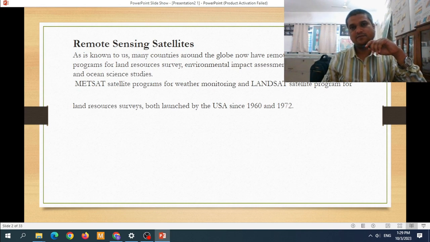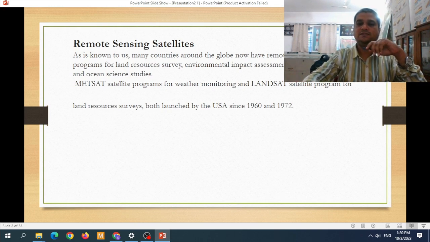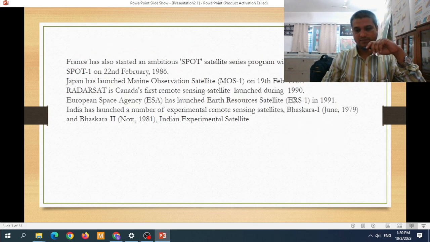This is the Landsat program, launched by the US in 1960 and 1970. In India, it was launched in June 1979 in the form of Bhaskar 1 and Bhaskar 2. Let's see one by one the introductory part of this. In France, the series of satellites launched is known as Spot.